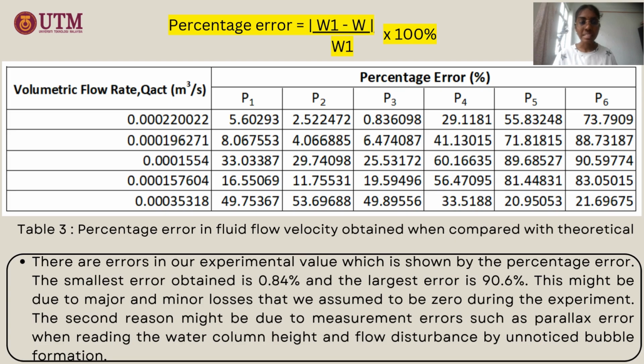From the table, we can see that there are errors during the experiment. Errors such as parallax when reading the water column height, formation of unnoticed bubbles, or might even be due to our assumption that major and minor losses are equal to 0. From the table, we can also see that the highest error we got is 90.6 percent and the lowest is 0.84 percent.